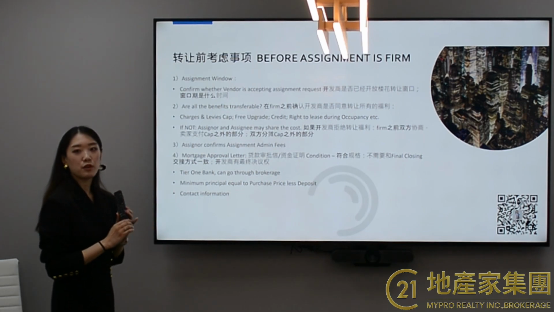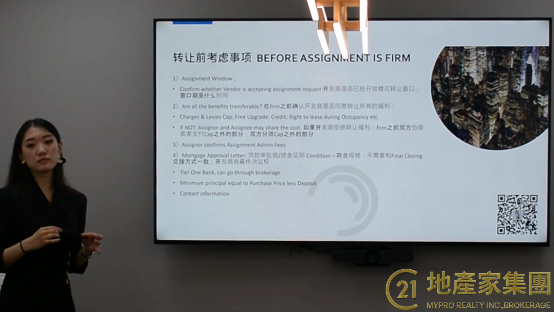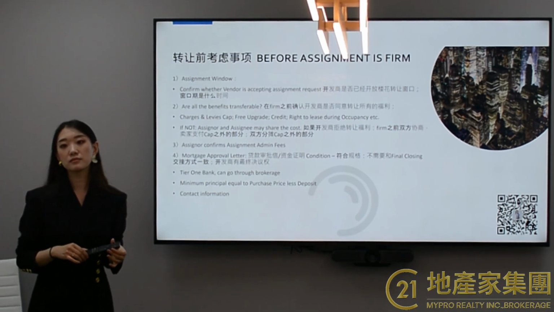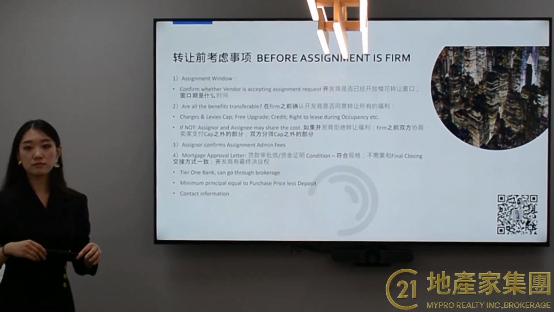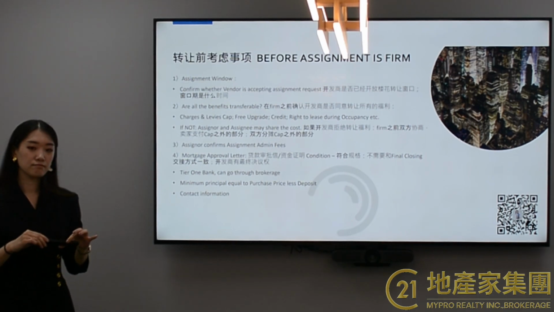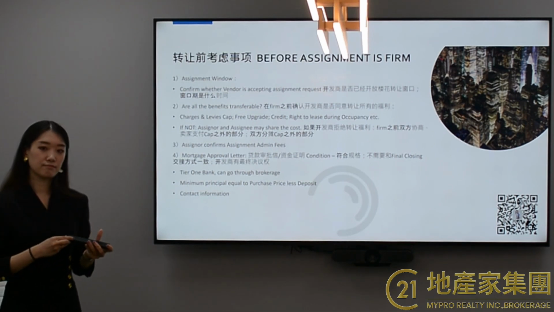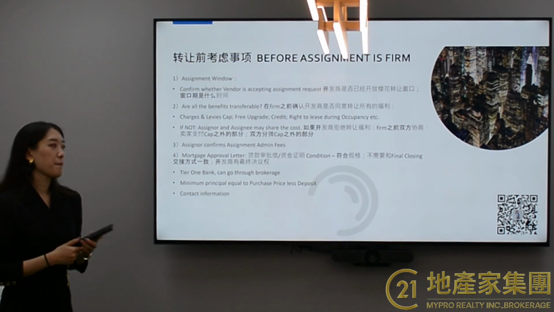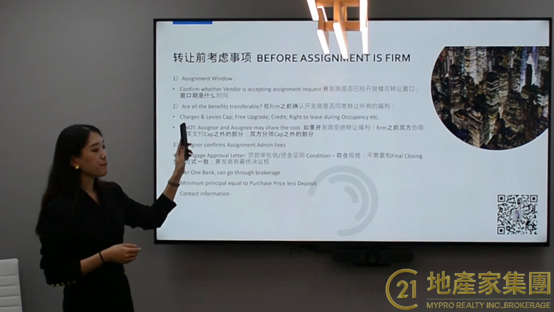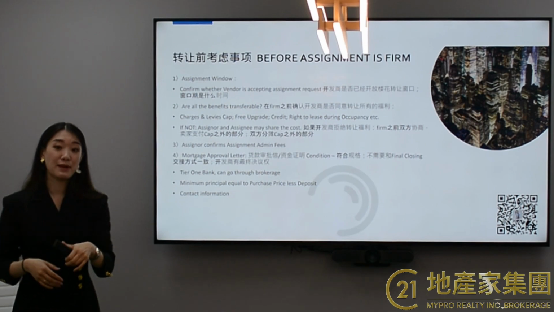Okay, all right. So any questions? Yeah, regarding the assignment fee, because when the builder starts to sell the units, they're broadcasting it as free assignment. So does free assignment mean the assignment admin fee is free, or the assignment legal fee is free? What's the difference?